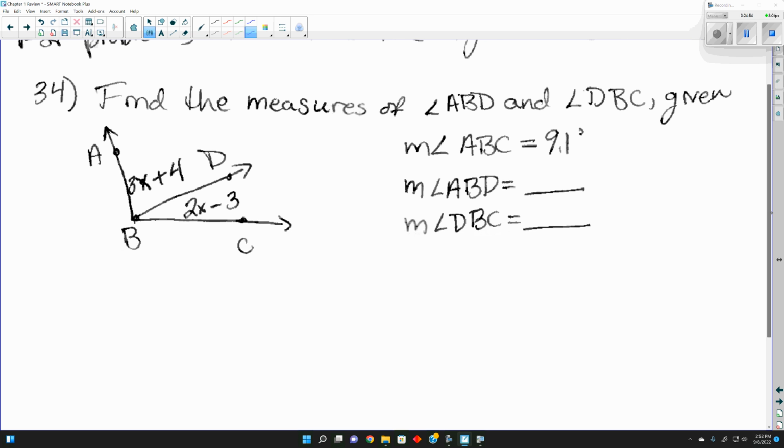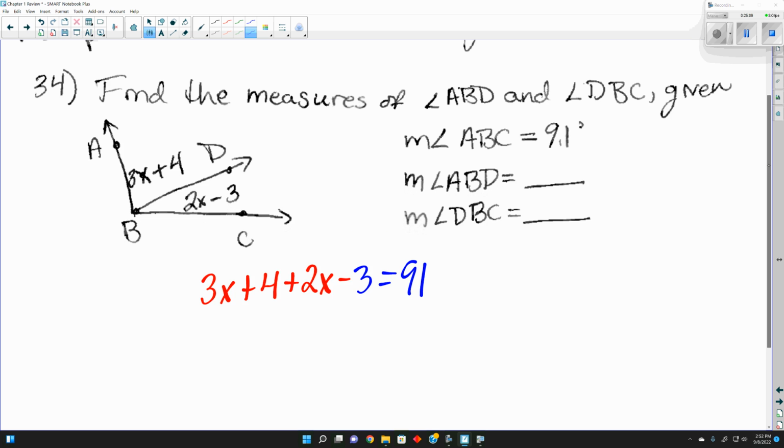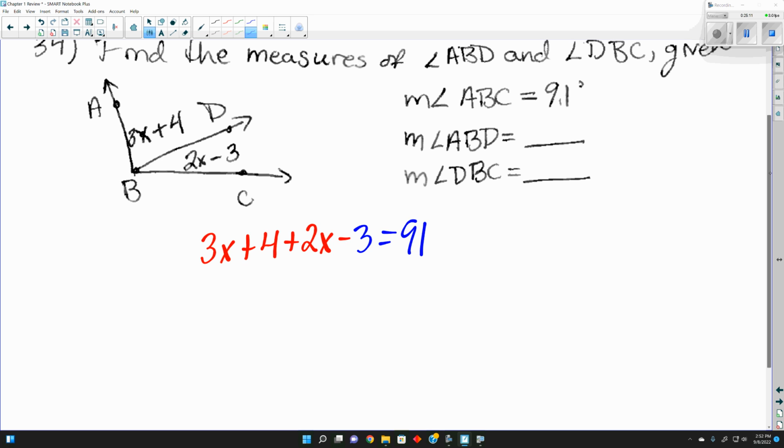So what do we know? Those two angles add together to be what? 91. So this is the exact same as the last one, just instead of it equaling 180, it equals 91. And if you do have questions on what the number is, ask. I will clarify.